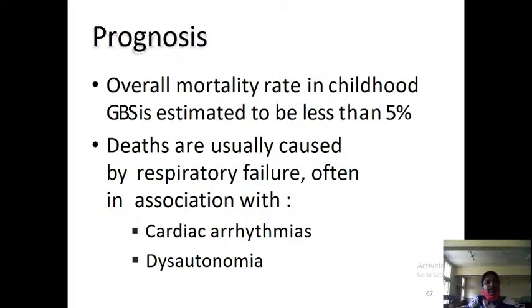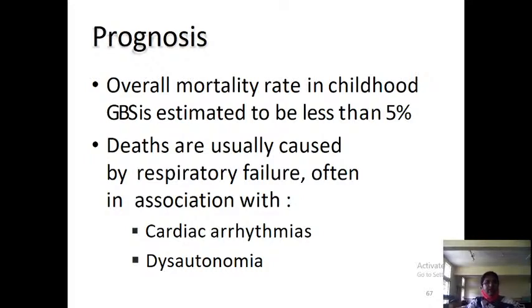So what is the mortality? The mortality in the acute type is very low, less than 5%, and the cause is usually respiratory failure, cardiac arrhythmias and dysautonomia. But the chronic forms of Guillain-Barré syndrome, which are slowly progressing and keep on progressing intermittently, have a very bad prognosis. And like we said, acute motor and sensory axonal neuropathy, and the presence of other anti-ganglioside antibodies, can also cause a poorer prognosis.